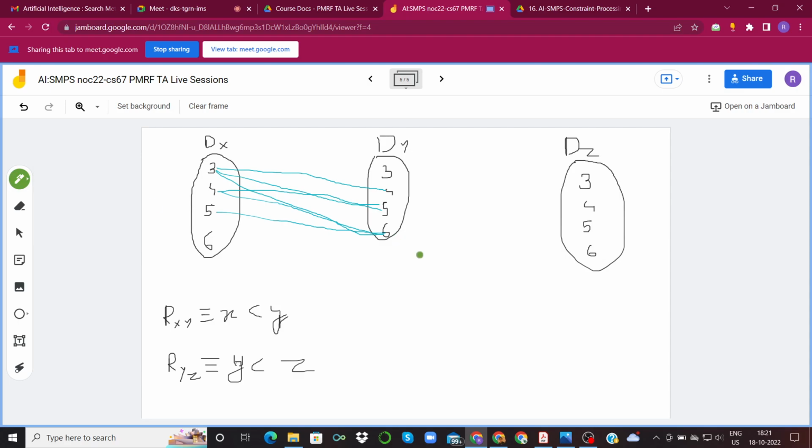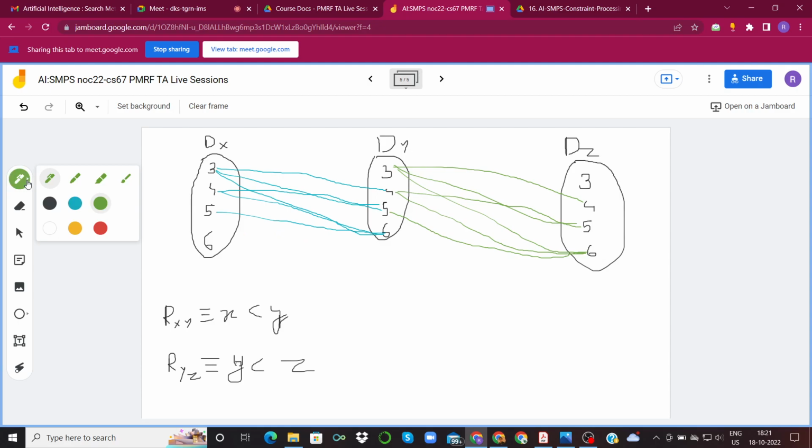Now between y and z, the same will repeat, right? Because the constraint is the same, y should be less than z, so 3 will be connected to 4, 5 and 6, 4 will be connected to 5 and 6, and 5 will be connected to 6.